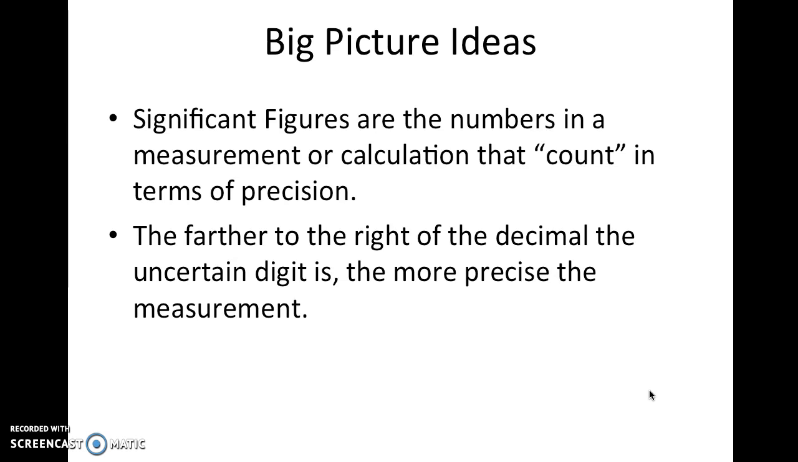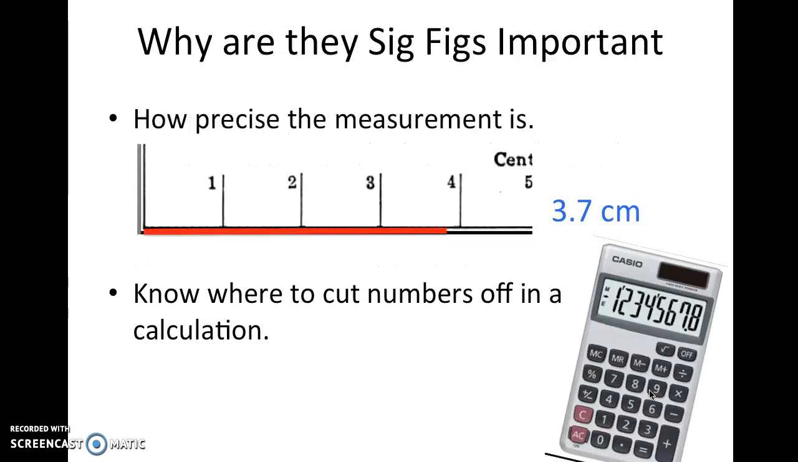All right, so just big picture ideas about sig figs. They are essentially the numbers that matter in our measurements or calculations. And again, the way that it relates to precision is if your uncertain digit, or your last digit, is further to the right of the decimal, that means your measurement is more precise. Okay, now why are they important?